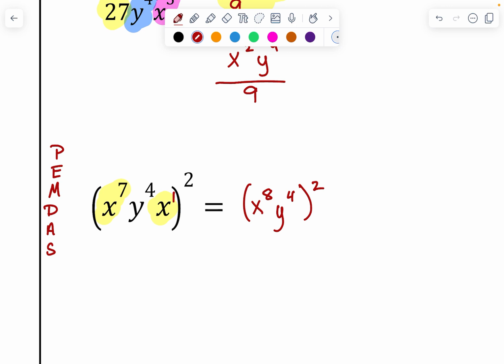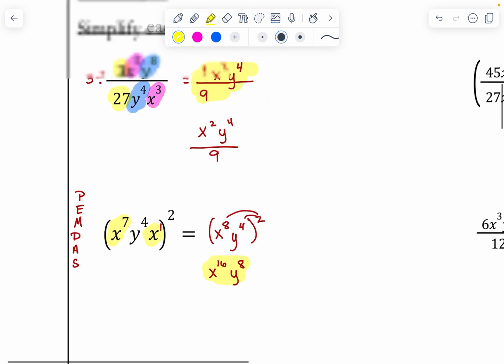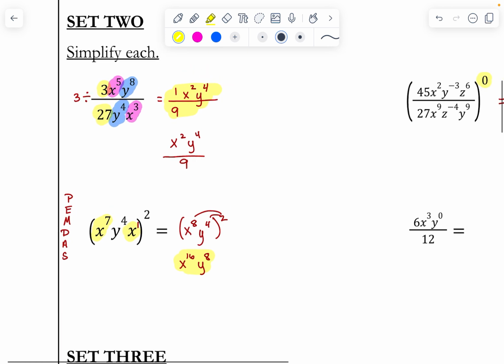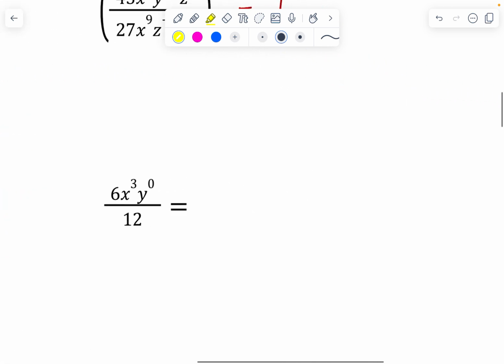Okay, now I'm going to use my power rule and distribute this 2 to all of my exponents within my parentheses. And when I do this, I get x to the power of 16, y to the power of 8. Okay, from there, I cannot simplify that any further, so that is my simplified answer. Okay, next one.